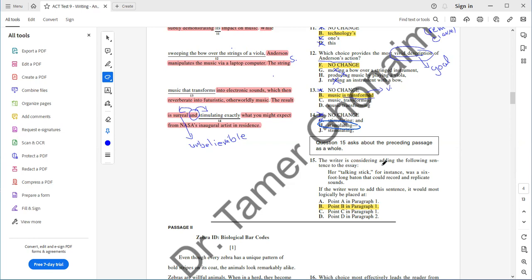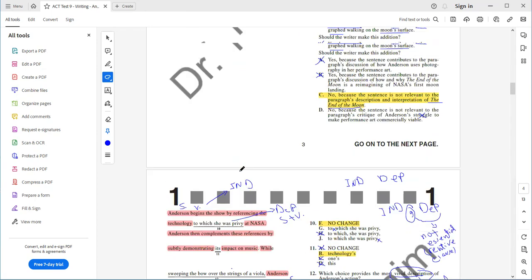The writer is considering adding the following sentence to the essay. Here, talking stick, for instance, was a 6-foot-long button that could record and replicate sounds. Okay, now we are talking about the talking stick and the characteristics of the talking stick. Clear? Let's find point A in paragraph one.